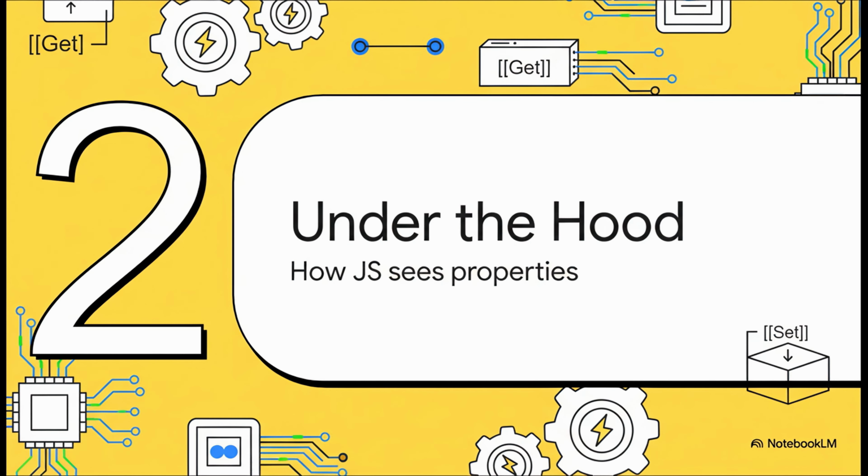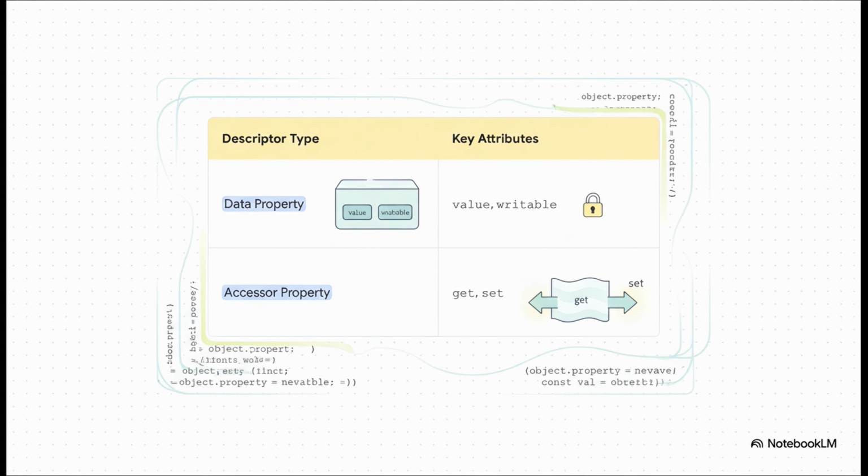Okay, so that's the high-level view of how they work. But to really master them, we gotta pop the hood and take a look at how the JavaScript engine actually defines and sees these properties. See, behind the scenes, every single property has this internal thing called a descriptor that spells out its behavior. For a normal data property, that descriptor has keys like value and writable. But for an accessor property, the structure is totally different. It has no value or writable keys at all. Instead, its identity is defined by its get and set functions.